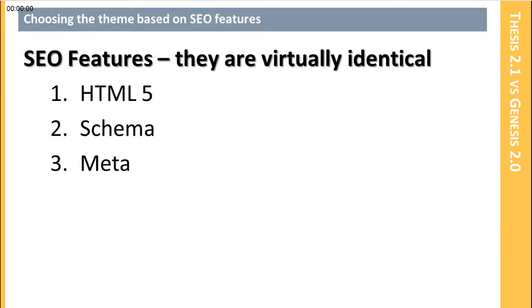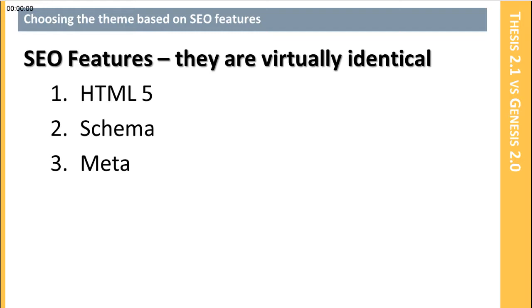So the next thing we're going to talk about is choosing a theme based on its SEO features. Now, I'm going to start off by saying that Thesis and Genesis are virtually identical. The only reason I speak to this is because they both, when they talk about themselves, say their SEO is superior. And their SEO is superior without question compared to most other WordPress themes. The SEO features of both Genesis and Thesis are far superior. They are so superior as to be essentially identical to each other.